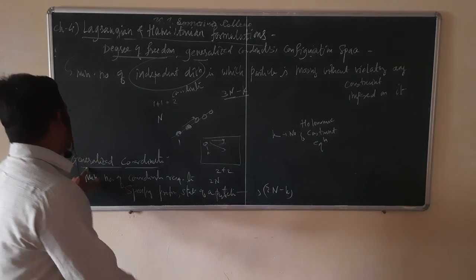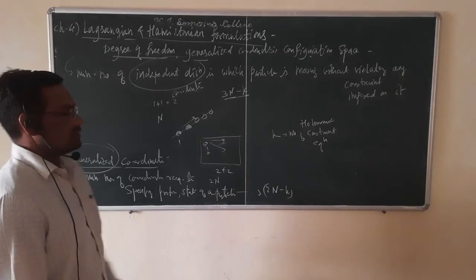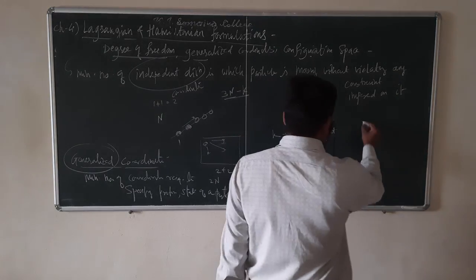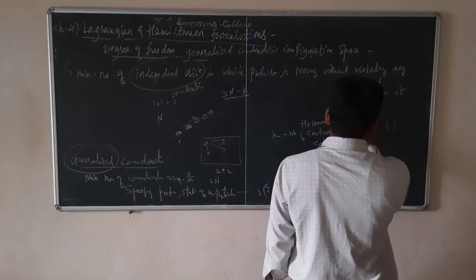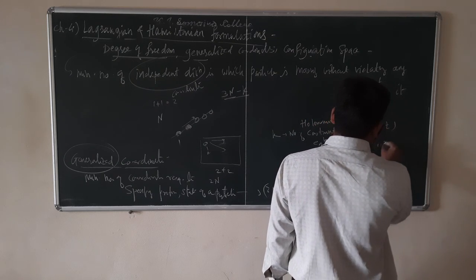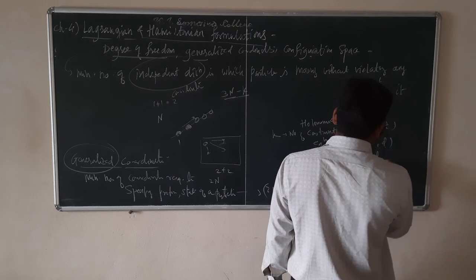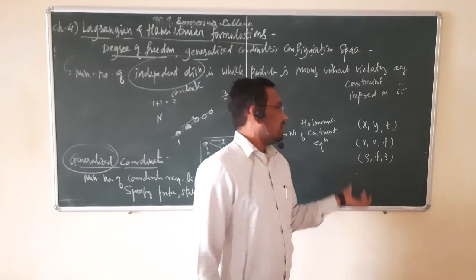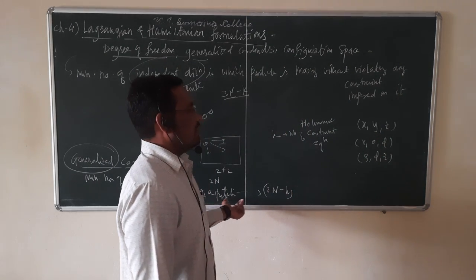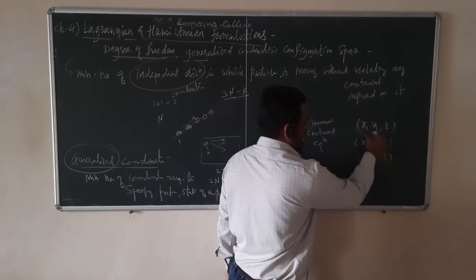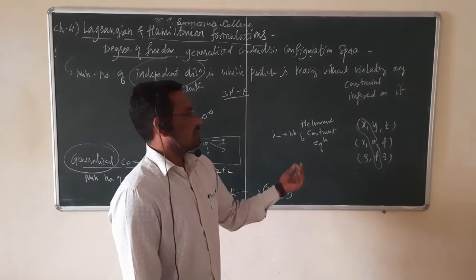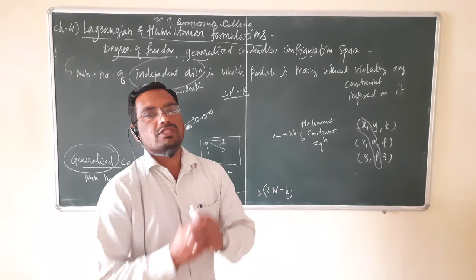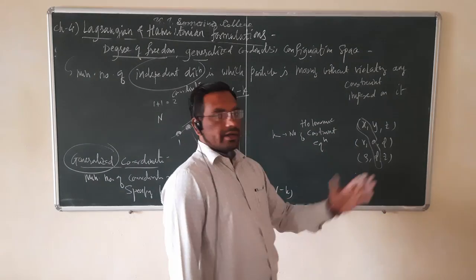Now the word generalized arises. Why does this word arise? Because we know the normal coordinates. In Cartesian we have x, y, z. In spherical we have r, theta, phi. In cylindrical we have rho, phi, z. These are the real coordinates. Generalized coordinates can be a combination of any of these. You can take one coordinate from Cartesian, one from spherical, one from cylindrical, or even specify a coordinate which is not in these coordinate systems at all.